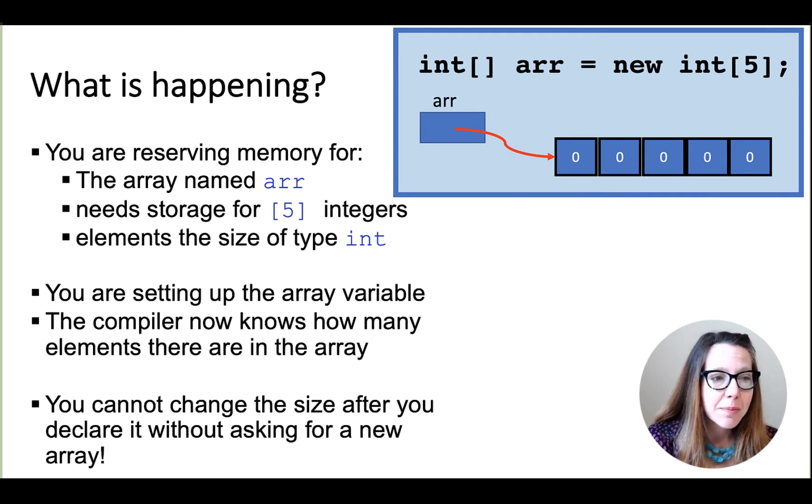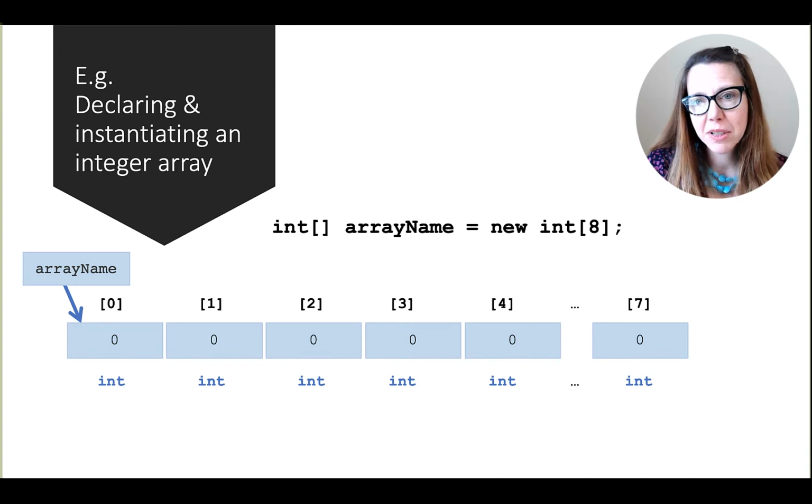You're setting up an array variable. The compiler now knows how many elements there are in the array, and after that point, you cannot change the size without asking for a new array. So let's look at some examples.